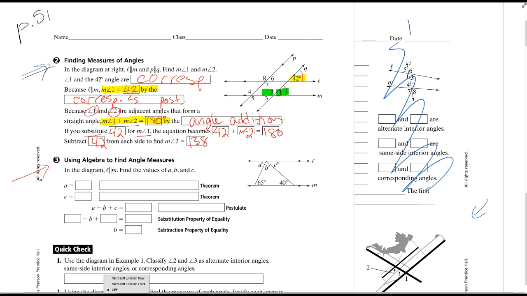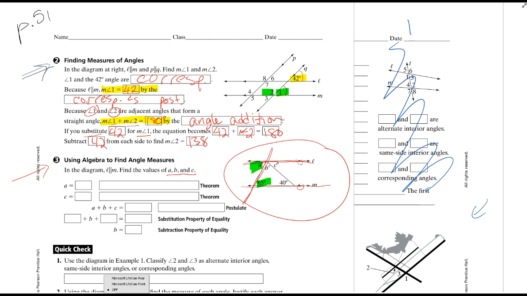Example 3. Using some algebra to find these angle measures, we need to find the values of A, B, and C in this diagram. So here are the two parallel lines. We know that because of the arrows. And now we're going to pick this as our first transversal, because this parallel line with this transversal makes angle A. Now, is there another angle that we know the measurement of that has a special relationship with A? Yes, there is. It's angle 65.